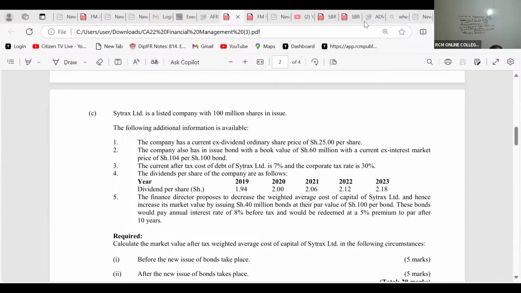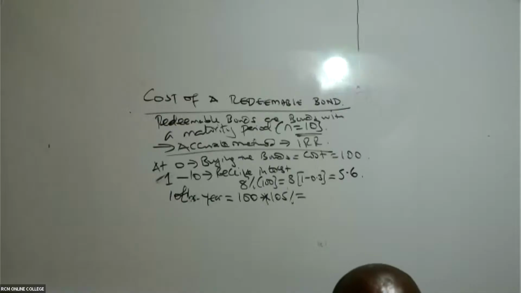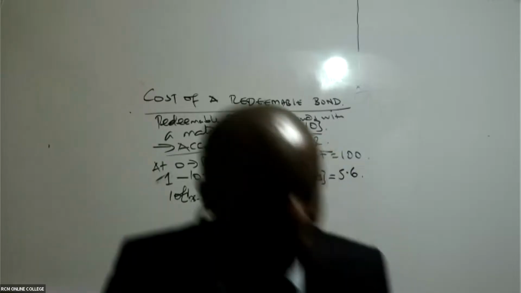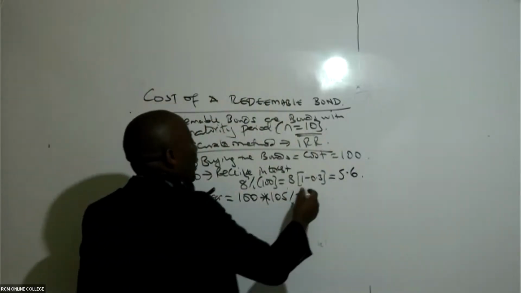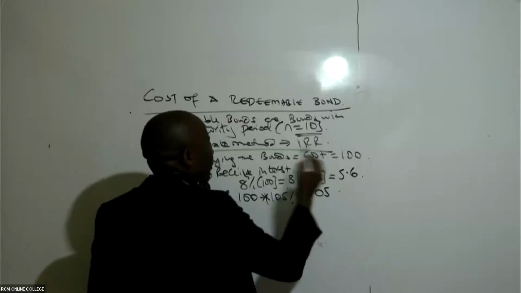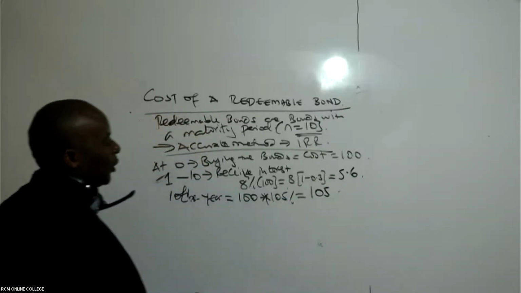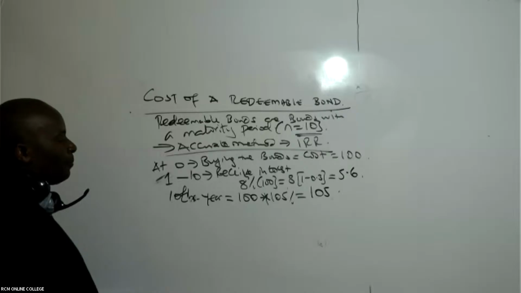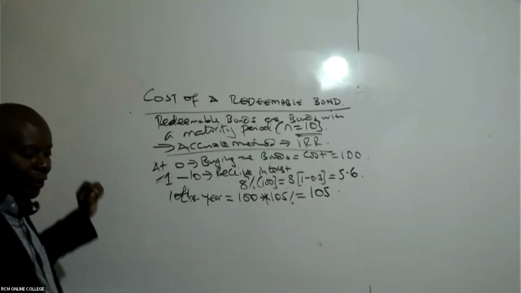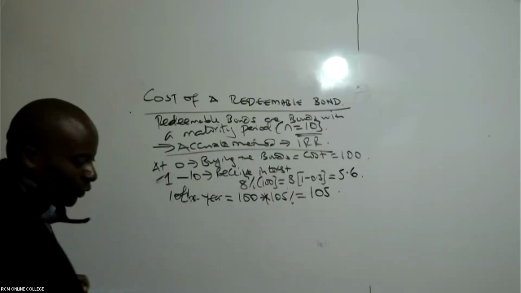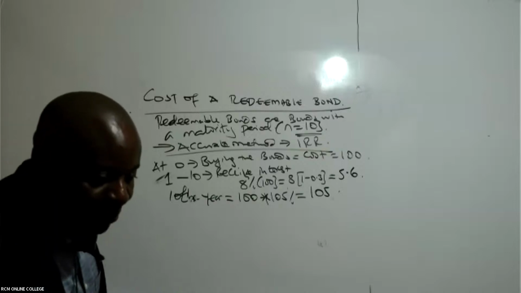So it means, ladies and gentlemen, that in this particular case, on redemption, I will get 105. Now, with your permission, you guys having understood this pattern, please allow me to do my cash flow pretty fast.